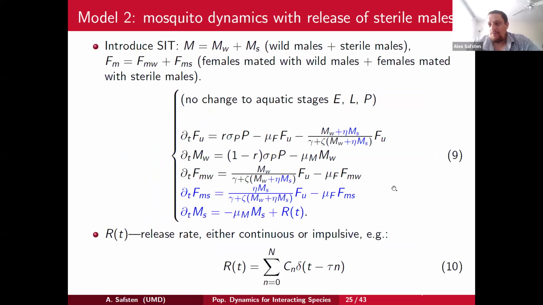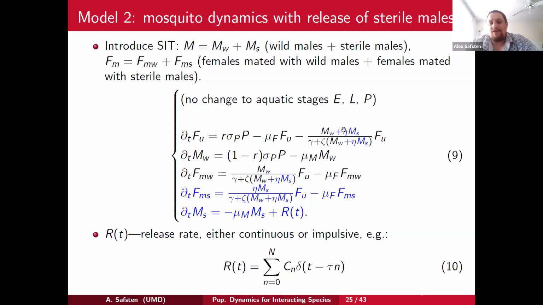Now let's add in some human intervention in the form of SIT. So we'll take our 6-compartment model and add 2 more compartments. We don't change the aquatic stages, E, L, P, but we do change the other 3, and like I said, we add 2 more. We have now the M S compartment, which stands for sterile males, where sterile males can die at a linear rate, but they're also introduced by humans at this rate R of t. Then we have females that have mated with sterile males, and we make that distinct from females who have mated with wild males. And we add the effect of sterile males into the mating terms.